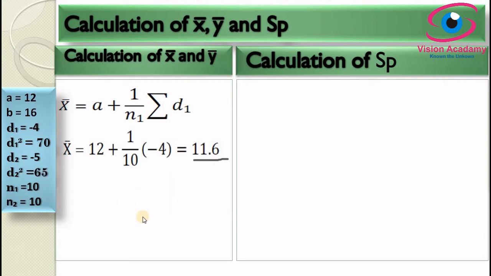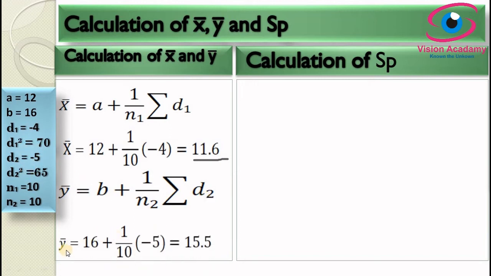So as we calculated the first sample mean, we can also calculate the second sample mean. The formula as I showed you, Y bar is equal to B, the assumed mean for the second population, plus 1 by N2 into summation D2. So here B is, as I told you, 16, N2 is 10, and summation D2 is minus 5. So I have replaced the formula and obtained the values. 1 by 10 into minus 5, we get 0.5. 16 plus into minus, 16 minus 0.5, 15.5. So then we have obtained X bar and Y bar.